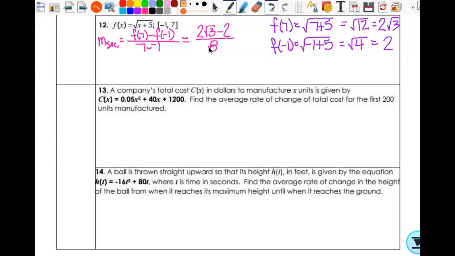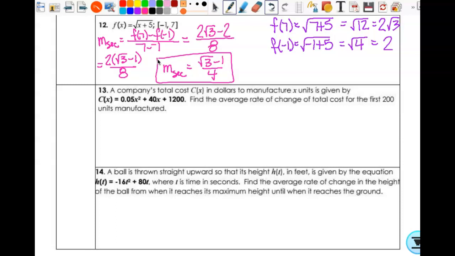Does that make sense? That's why it's still important to do both. So I would need to factor out that 2. That would give me the square root of 3 minus 1 over 8. And then that reduces, and that's why the slope of the secant line is equal to the square root of 3 minus 1 over 4 when it's completely simplified. So it still is important that you can calculate everything out. It just depends on what kind of question it is, whether you'd be able to stop or not.